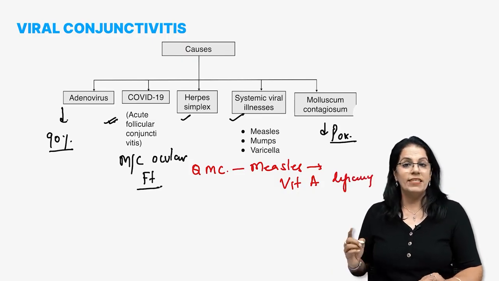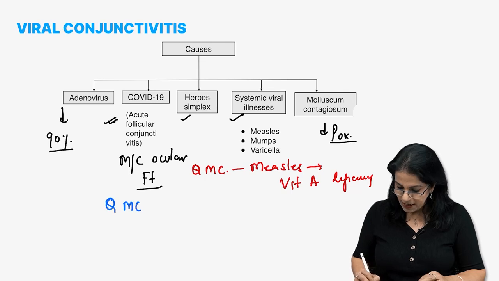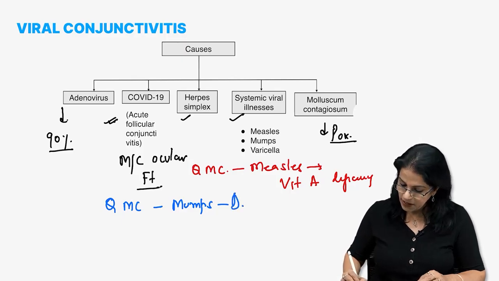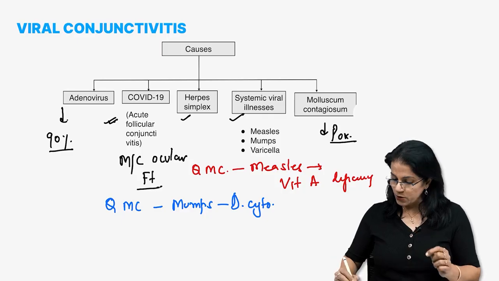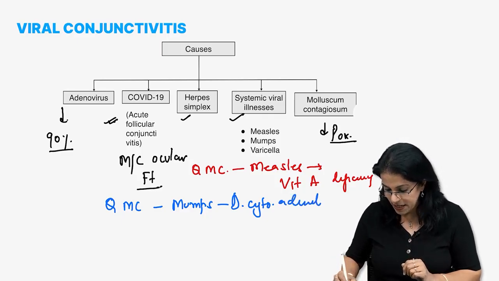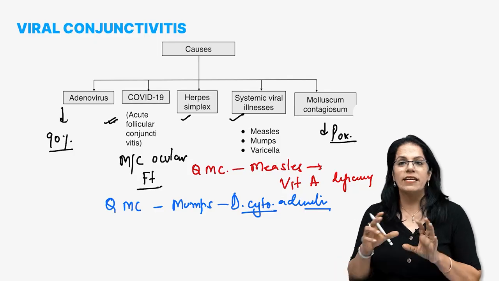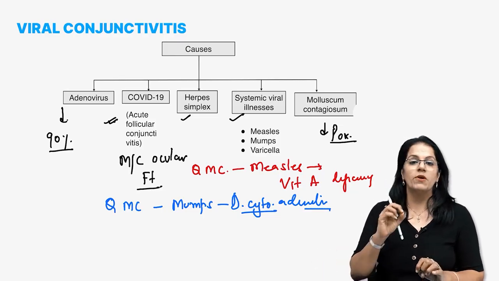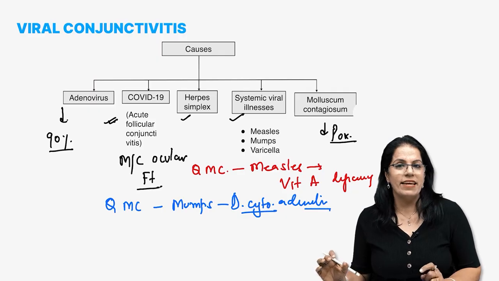Agreed? Another question. Most common ocular manifestation of mumps. What will you answer now? We will answer it is dacryocystoadenitis. Dacryo is lacrimal, cysto is sac, adenitis is gland. Both sac and gland are inflamed. I haven't written dacryo fully, but you should write it. This is the most common ocular feature of mumps, and the most common ocular feature of measles is vitamin A deficiency. Right? So this was etiology.